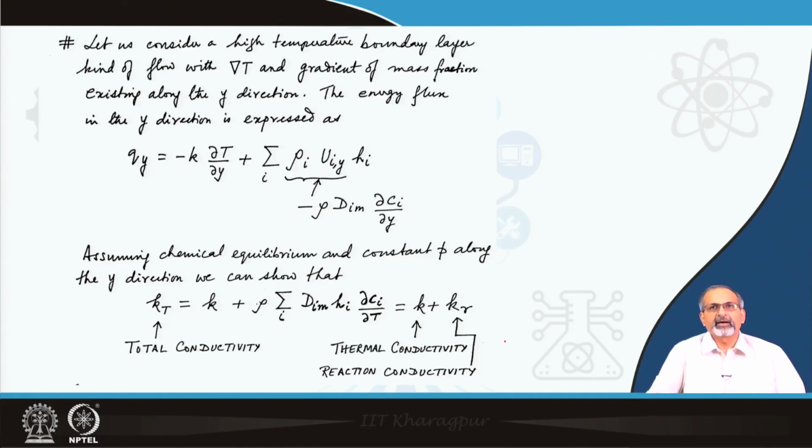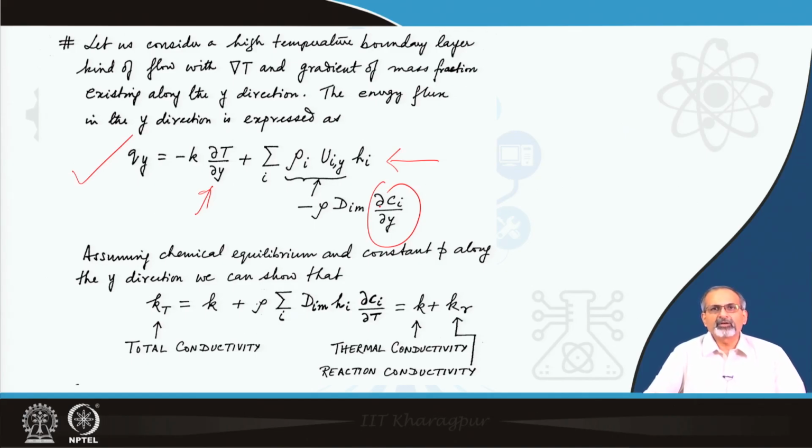Let us consider a high temperature boundary layer kind of flow with gradient of T and gradient of mass fraction existing along the y direction. The energy flux in the y direction in that case can be expressed in this form, where you have only the temperature gradient along y accounting for the conduction, followed by the diffusion effect over here, which again involves only dc_i/dy in a partial derivative sense.